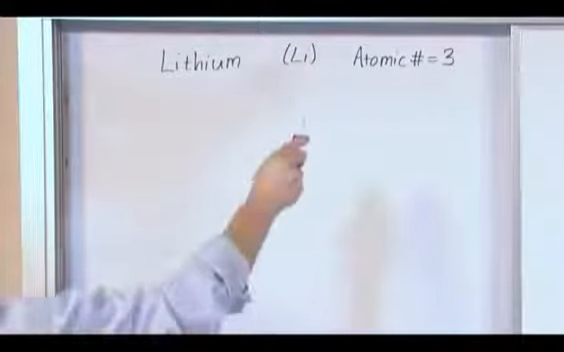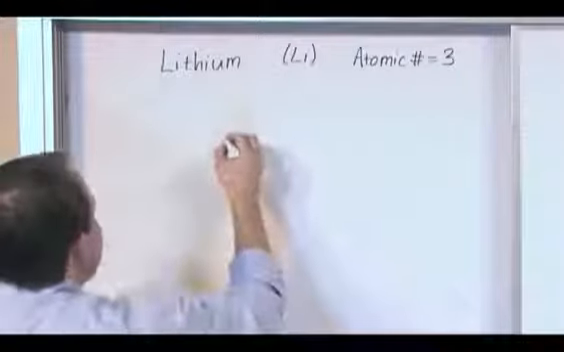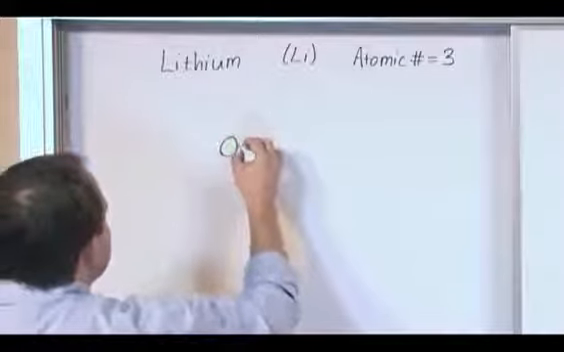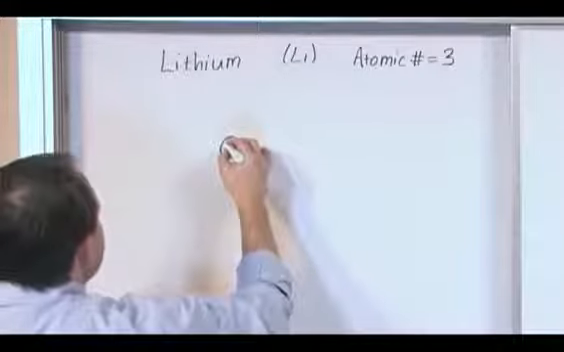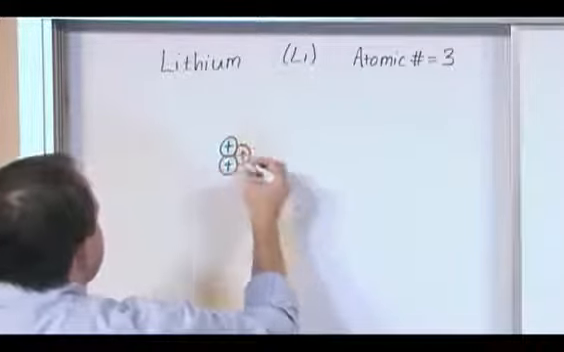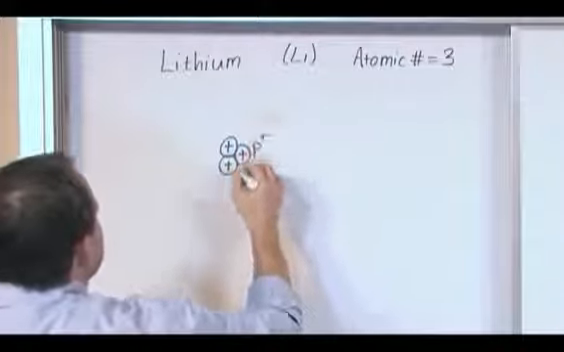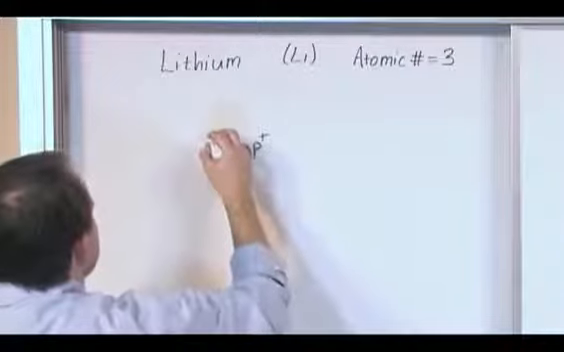So what that means, because its atomic number is 3, is that it has 3 protons in the nucleus. So I'm going to write them like this. These are plus charges. This is a proton here, and this is a proton here, and this is a proton here.